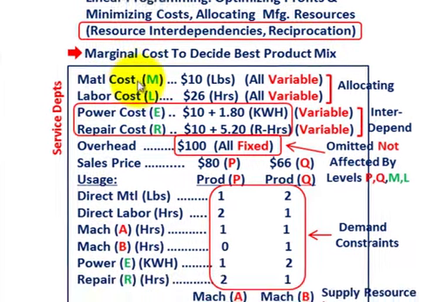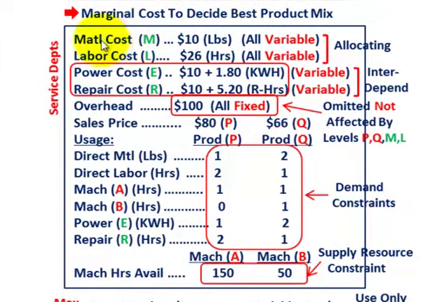So the data that we're going to be working with here, let's just look at it: we're going to have some material costs represented by M here, and that's going to be at $10 a pound. We're going to have some labor costs represented by L at $26 per hour, and those are all variable costs, and those are what we're going to be allocating.